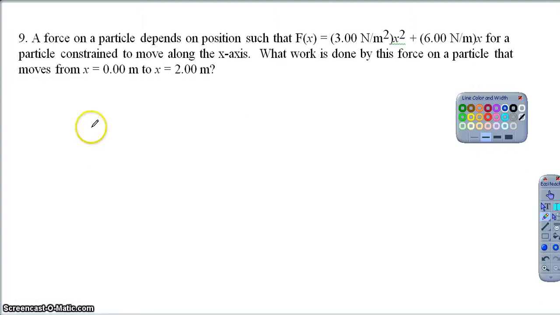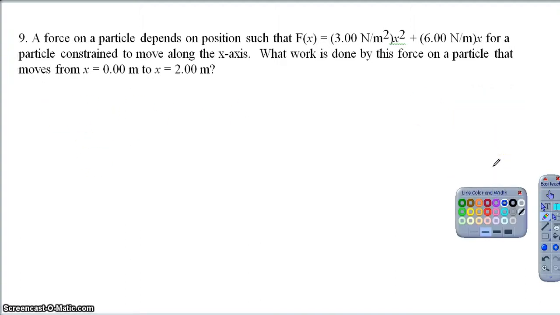Okay, so for part two here of homework 4-1, I just have questions 9, 10, and 11 to hopefully wrap up here. So they give us a force on a particle depending on the position, and notice it's not a constant. They're giving us this force as a function of x, where x is in fact a quadratic, so it varies a lot. They ask what is the work done by this force as it moves from 0 to 2.